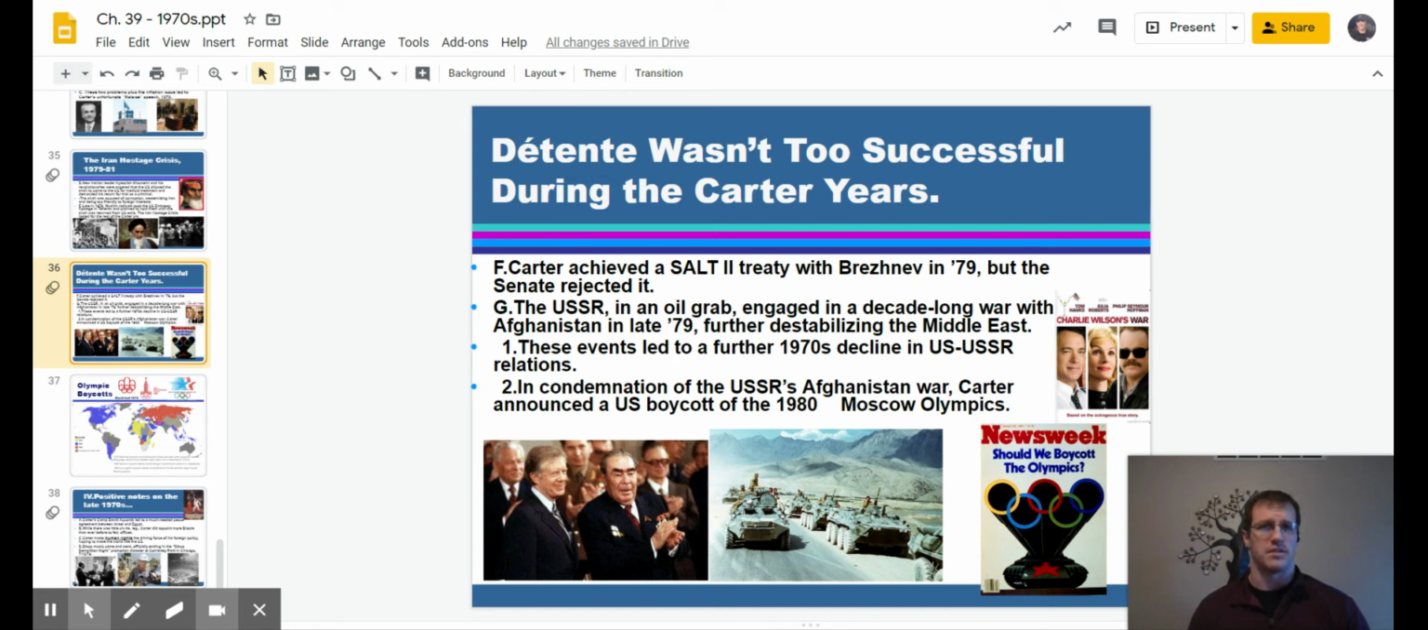Carter negotiates it, finds common ground with Brezhnev, who's pictured down there in the bottom left, right next to Carter, gets this thing all ironed out, and then the Senate rejects it. The Senate refuses to recognize the treaty, and we saw this with President Wilson at the end of World War I. This has happened before, where presidents don't have unilateral power to accept treaties. They can negotiate treaties, but they can't just unilaterally accept them.